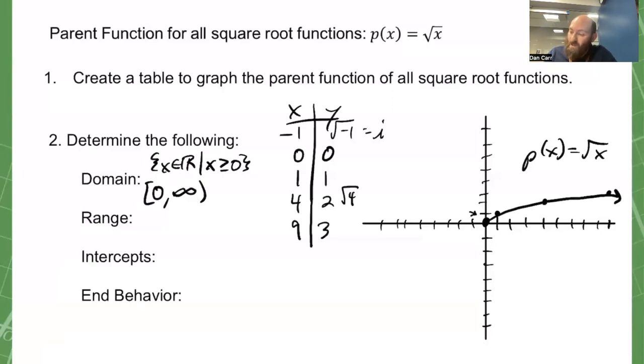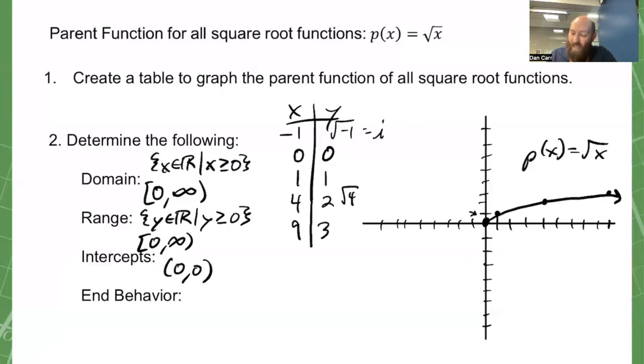Range, same idea in the y direction. The lowest it goes is 0. It doesn't go any lower down here. So that means 0 is the minimum, and it's going to go up technically forever. It's going to keep increasing. So for my range, I could say that y is an element of the reals such that y is greater than or equal to 0, or 0 to infinity again. My intercepts, I have the x and y intercept at the same spot. It's just 0, 0 in this case.